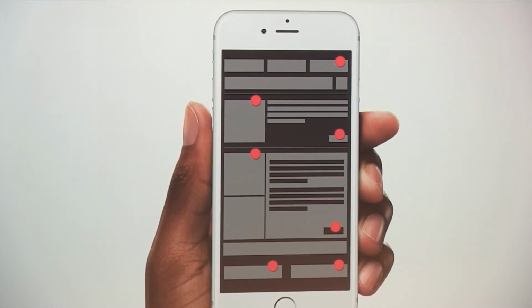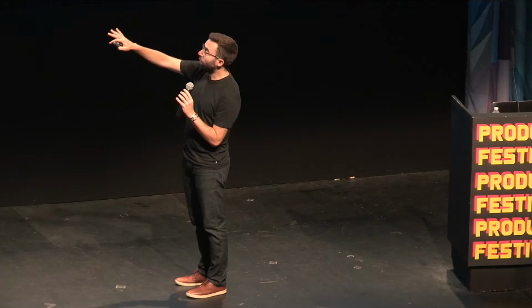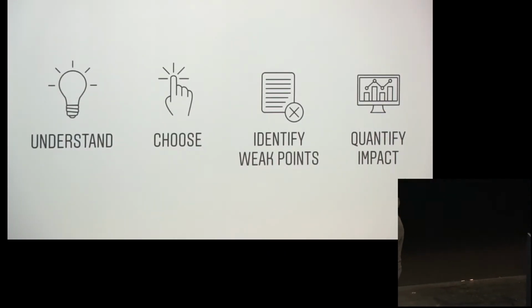So what are the principles that we look for in our A/B tests? There are a few. When we look for A/B testing, we look at 4 different things. We test for one of these 4 different reasons. It's to understand, it's to choose, it's to identify weak points, and it's to quantify impact. So we'll go through each of them.